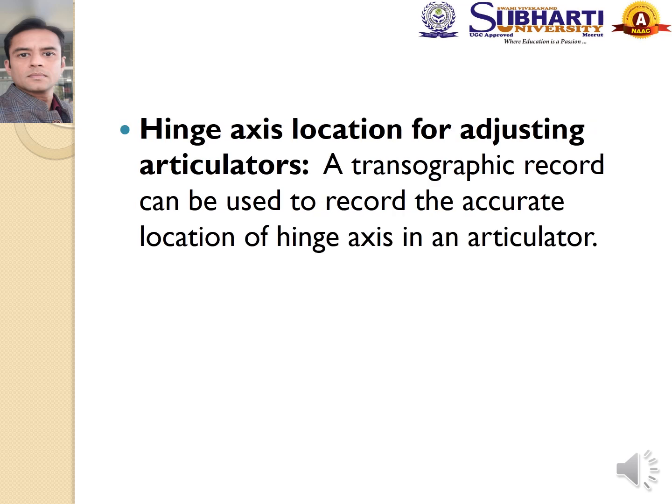The third one is hinge axis locating for adjusting the articulator. It is the transographic record. It can be used to record the accurate location of the hinge axis in an articulator. Now what is hinge axis? What are transographic records? It is a topic which we will be learning when we study orientation jaw relation, or the face-bow transfer.